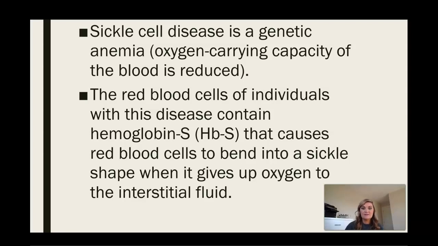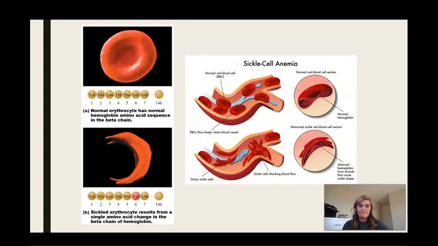So the red blood cells of these individuals contain a specific hemoglobin that causes it to have this shape. And so that's going to be hemoglobin S or HbS. And that causes that red blood cell to bend into a curved shape or a sickle shape. And that in turn causes it not to be able to carry the oxygen properly and to take it and be able to give it up to that interstitial fluid where it's needed.